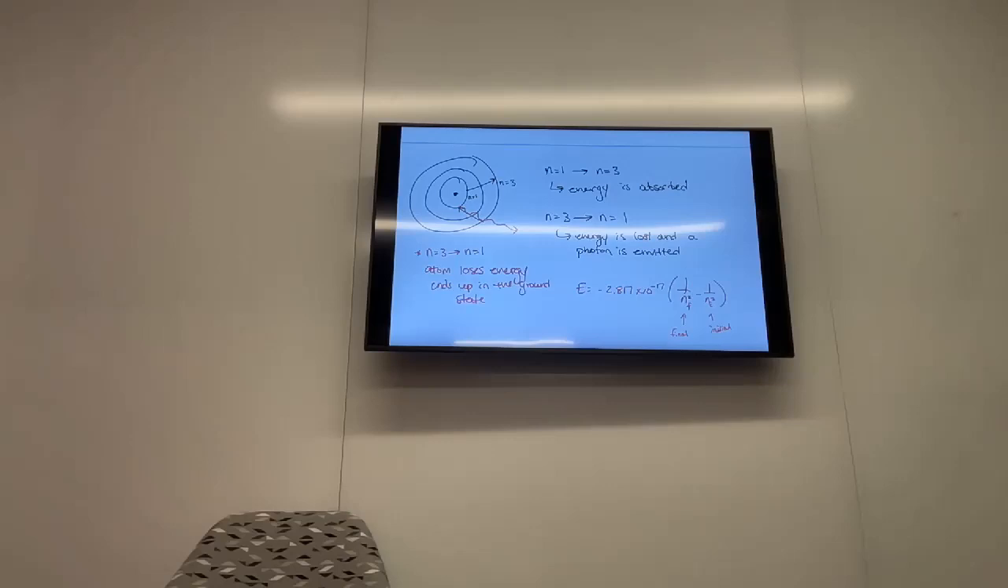Excited state is when it goes to... So the excited state is just when it goes from something higher than the ground state. So if you have an electron at n is equal to 2 and it bumps up to n is equal to 3, that's an excited state.